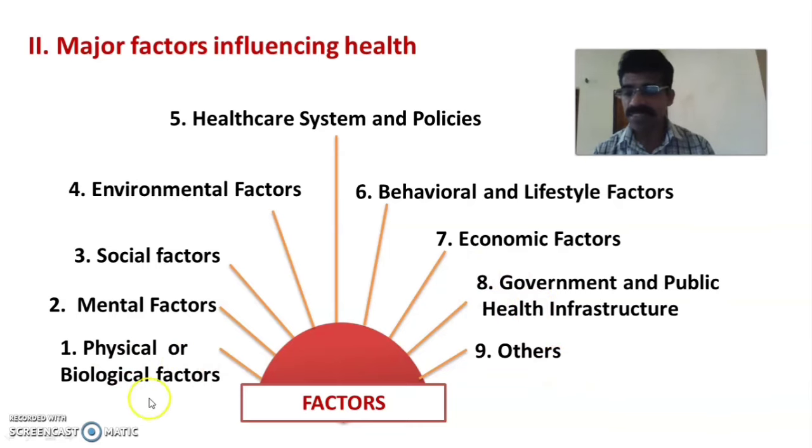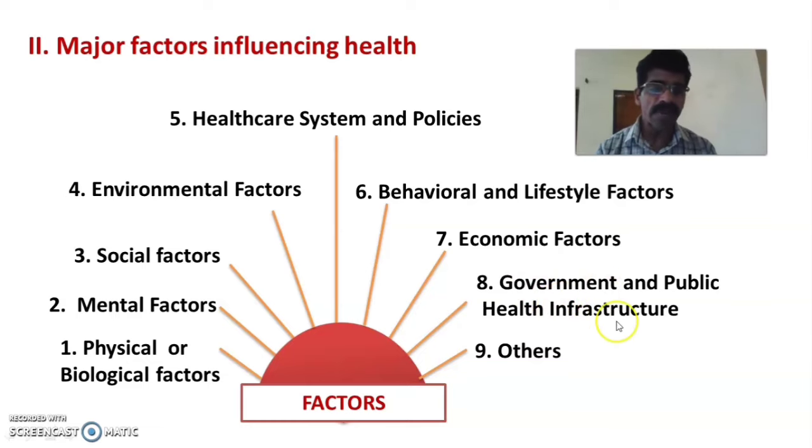First factor is physical or biological factor, like the physical dimension. Second are mental factors, like the mental dimension. Then social factors, like the social dimension. Then environmental factors, and healthcare system and policies related factors. Then behavioral and lifestyle factors of the person. Then economic factors, our socio-economic background.